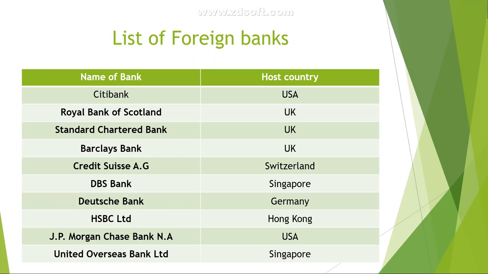The first one is Citibank. The host country is USA. Royal Bank of Scotland, host country is UK. Standard Chartered Bank, host country is UK again. Barclays Bank, host country is again UK. Credit Suisse AG, the host country is Switzerland. DBS Bank, host country Singapore. Deutsche Bank, host country Germany. HSBC pertains to Hong Kong. JP Morgan Chase Bank pertains to USA. And United Overseas Bank is with respect to Singapore. These are just a few, as there are more banks existing in India. These are for our understanding.